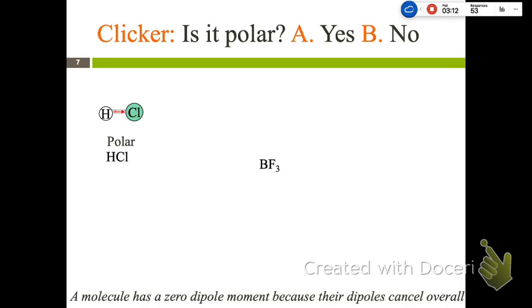Boron is one of the exceptions to the octet rule. How many electrons can boron get away with having? As many as it wants? No, not as many as it wants. Boron can get away with having only 6 electrons around it, which is 3 bonds. Instead of the octet, boron is one of the exceptions. So the Lewis structure for boron trifluoride is shown here.